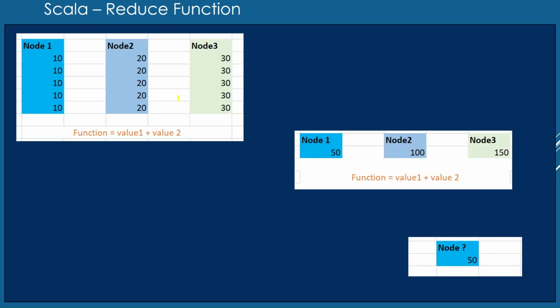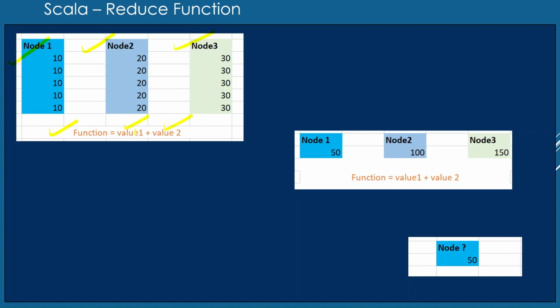Let's discuss this reduce function with the help of this pictorial diagram. Suppose the data sits on different executors. This is node 1, this is node 2, and this is node 3. And we are using the sum aggregate function. So the function is value 1 and value 2.